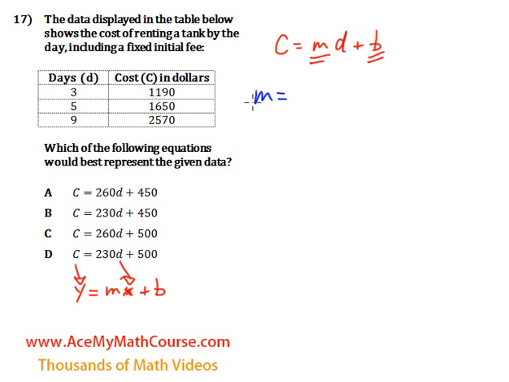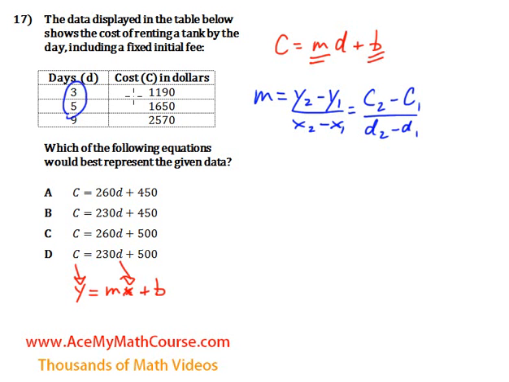The slope formula is usually y2 minus y1 over x2 minus x1. But in this case, because we have c and d instead of y and x, we're going to use c2 minus c1 over d2 minus d1. I'll just use this data over here. I just really need 2 points instead of 3. So this will be d1, d2, c1, and c2.